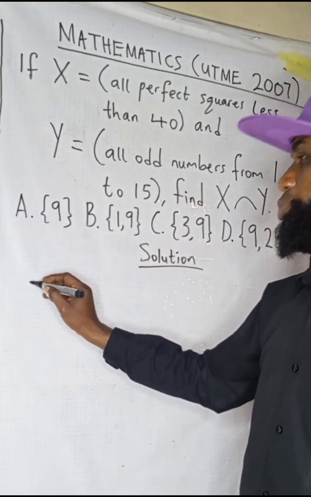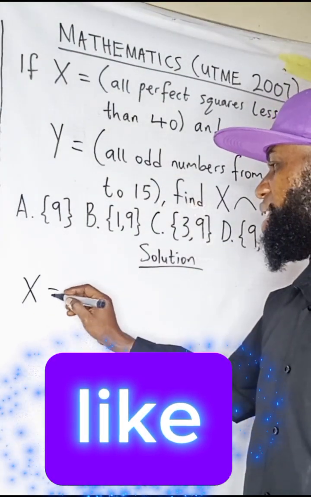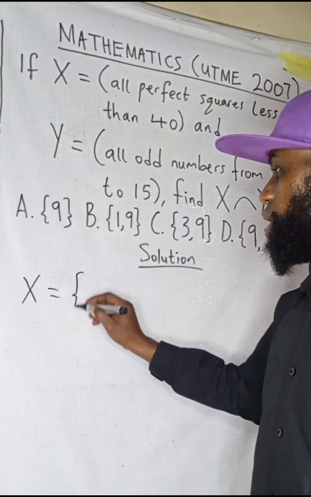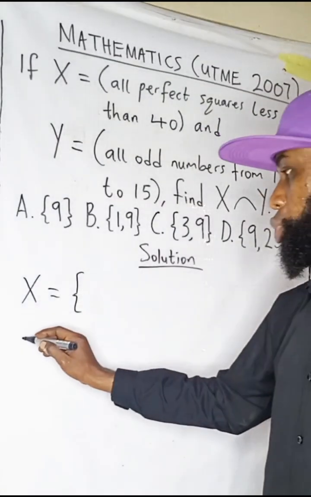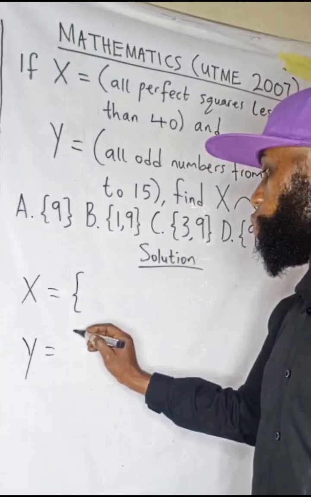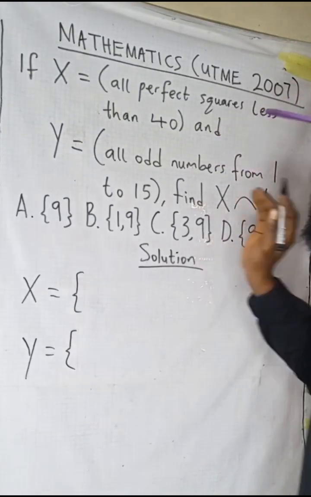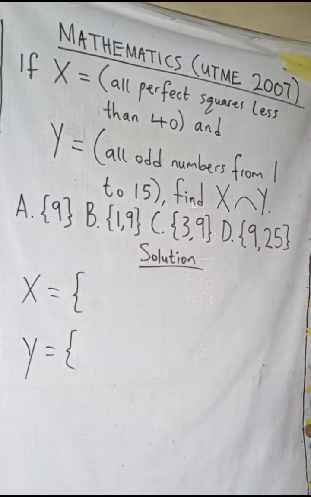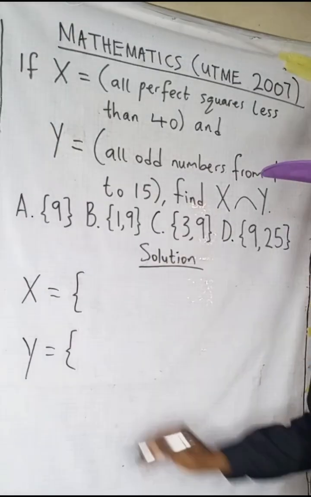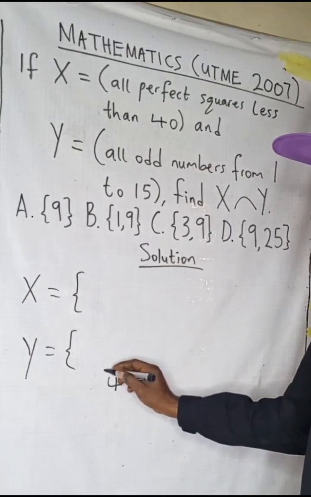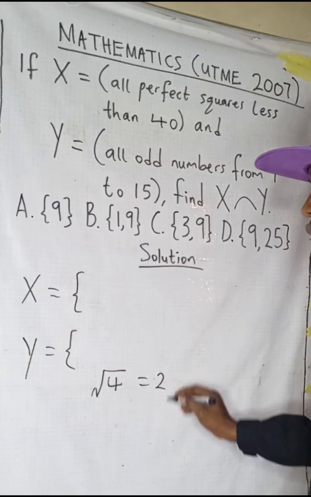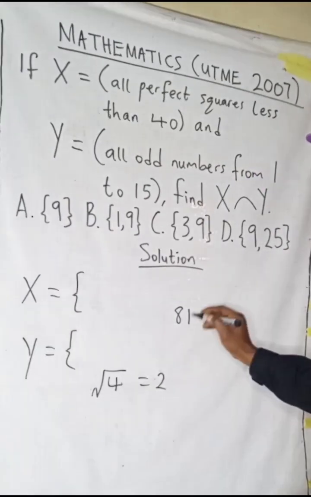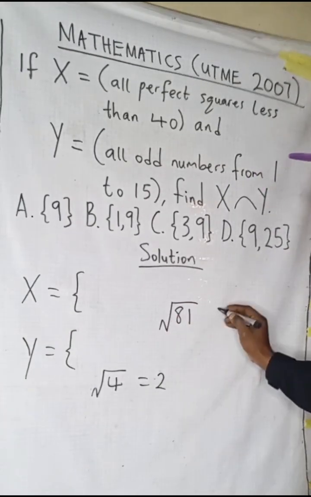But before you can tell the elements they have in common, we have to list the elements of set x and set y. What will they contain? Now, x contains all perfect squares less than 40. Now, what is a perfect square? It is any whole number whose square root is also a whole number.